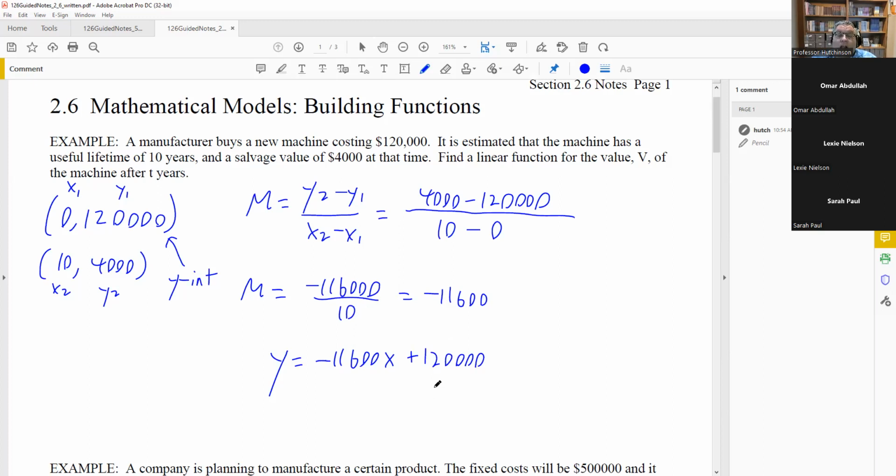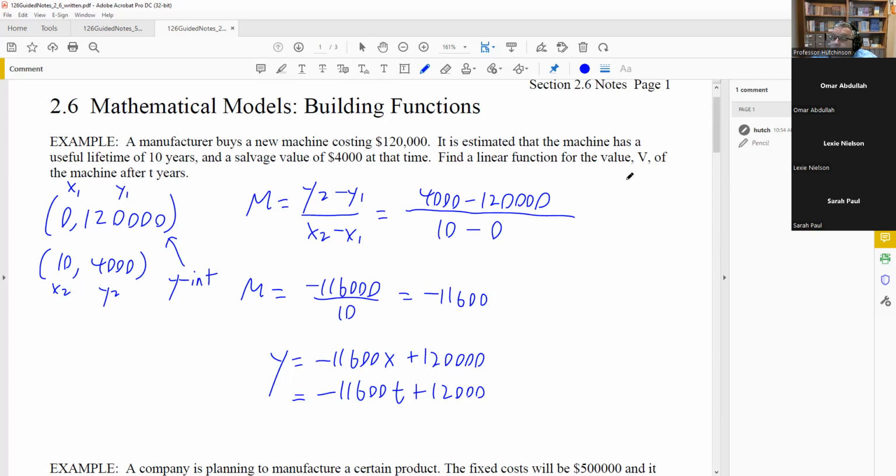Now, the reason why this is not our answer is because it's not using the variables that it's asking us to use. Okay, so instead of the x here, that's the number of years. So I need to put a t in there instead. Okay, so that's a t, first of all. Okay, so we have that. Okay, next. The value of the machine is v.